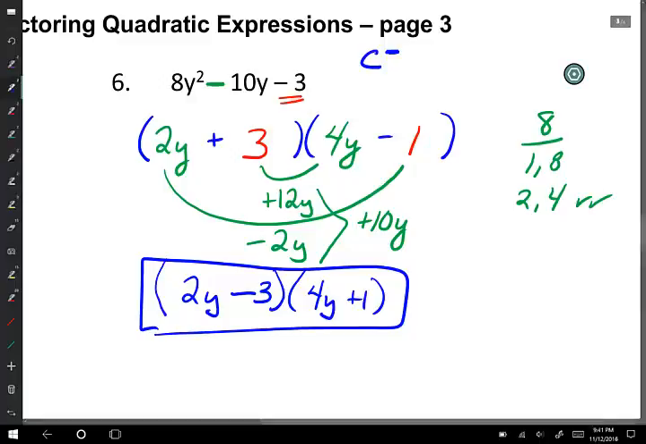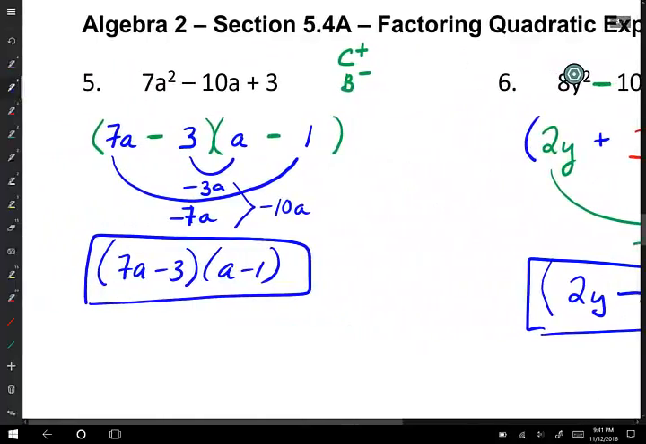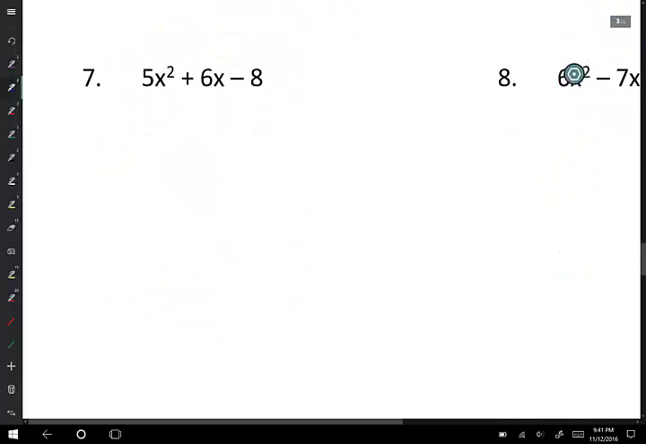Once again, the reason we had opposite signs is because the c was negative. On our number 5, the reason we had the same signs was the c was positive, but to get negative in the middle, that means we have to have two negatives multiplied together. Let's look down at number 7.